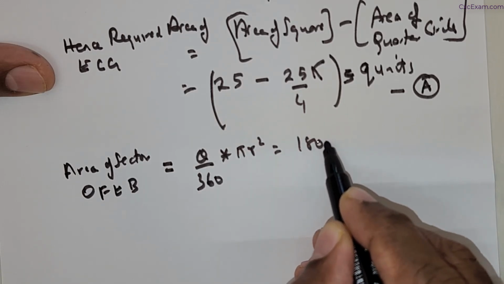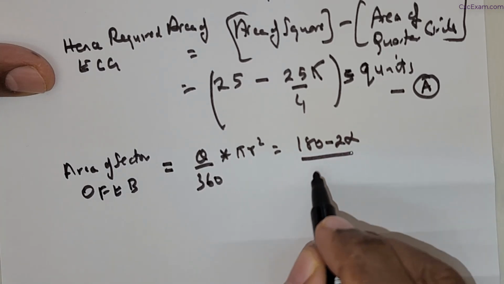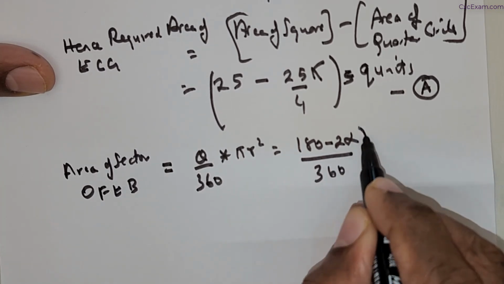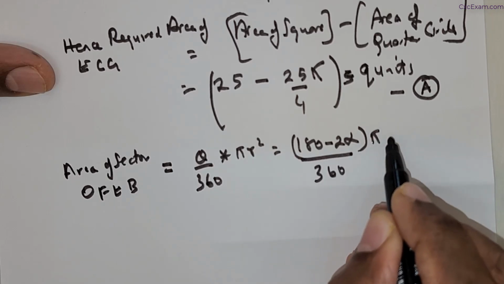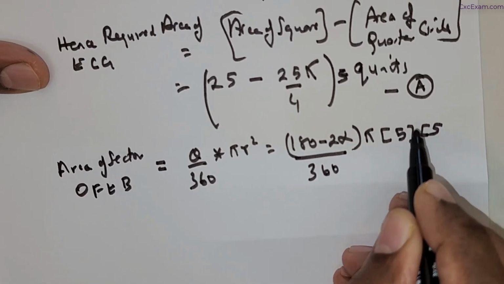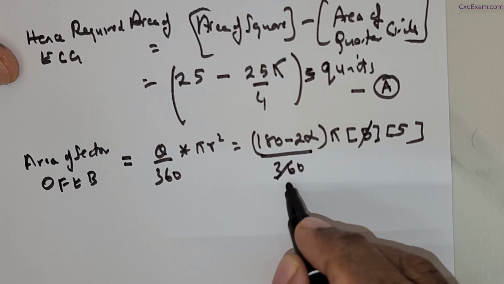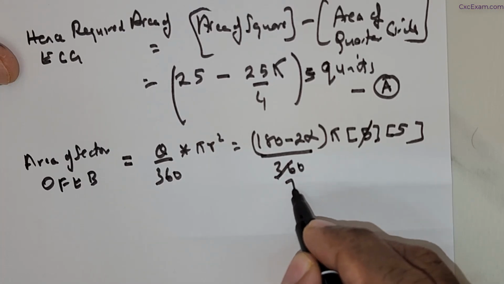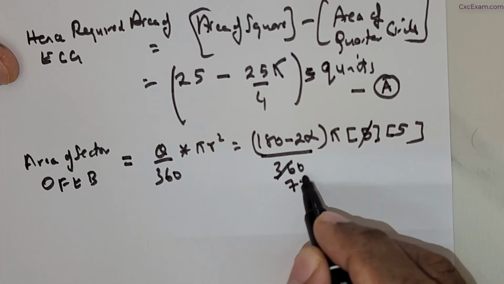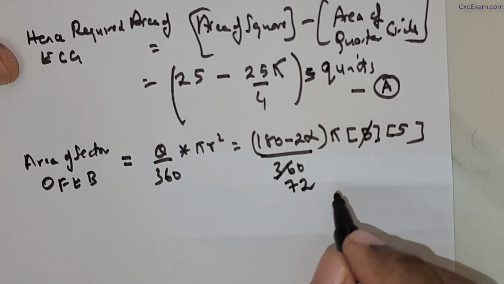Our theta is 180 negative 2 alpha divided by 360 multiplied with pi times 5 squared, so 5 into 5. I'm writing it like this. Now 5 divides here, 7 5s are 35, 10. 5 times 2 is 10, right?